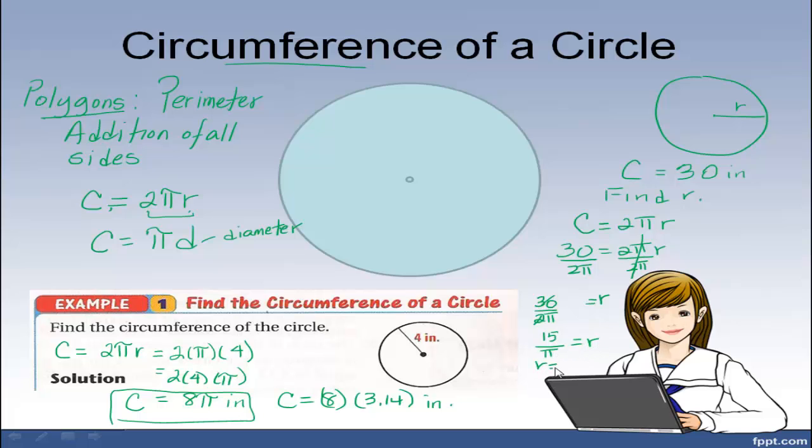Or, when we write our variable to the left, r equals 15 over pi inches. That would be your radius. And again, you can go ahead and substitute pi for 3.14 and divide 15 by 3.14. That should give you 4 something or 3 something in your calculator.